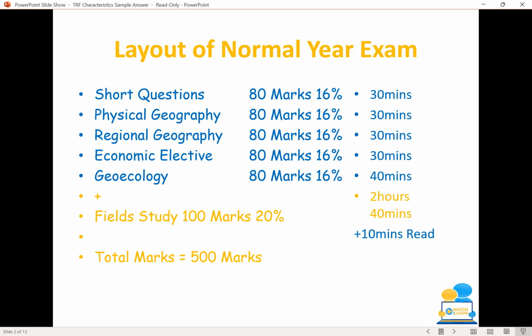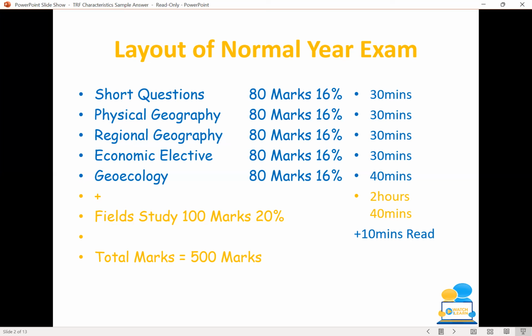Because so many people misread the question, don't read it correctly, and therefore do not answer the question correctly as it's seen in front of them. And that'll be very important for the geocology section also. So that will give you, when you include all the time and all the marks, that'll bring you to 400 marks.